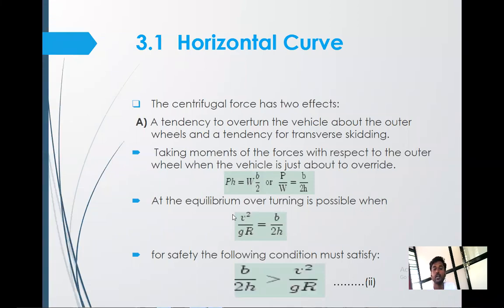If this B by 2H exceeds the V square upon GR, given in the formula, that is, when B by 2H is greater than V square upon GR, then this condition is taken as not safe. The safety condition must satisfy B by 2H greater than V square upon GR. If it is less than this, it is taken as not safe. It should be greater. This is the equilibrium condition.